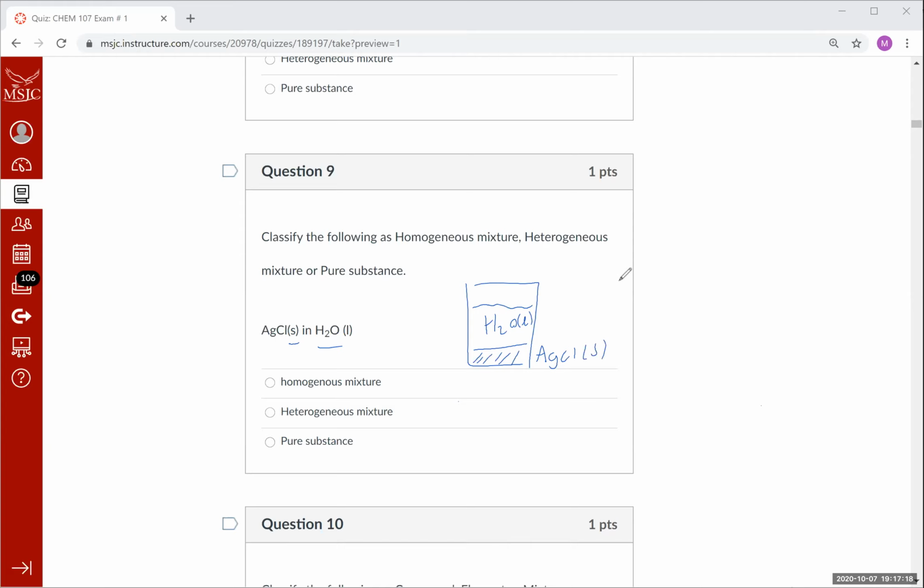Is it homogeneous or heterogeneous? Heterogeneous. Heterogeneous, exactly right. And the key giveaway is that we have different state symbols. Different state symbols, separation of phases, different composition.